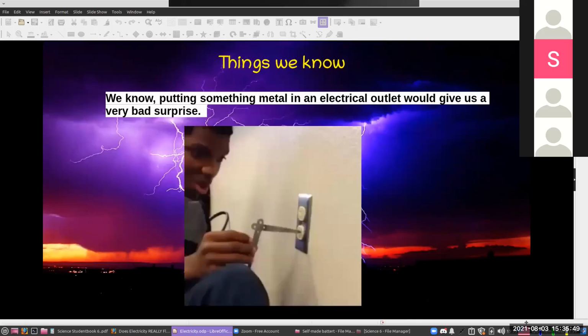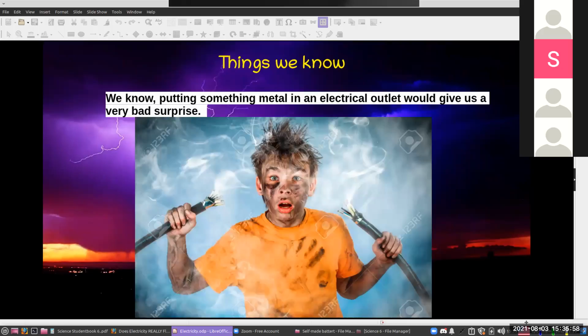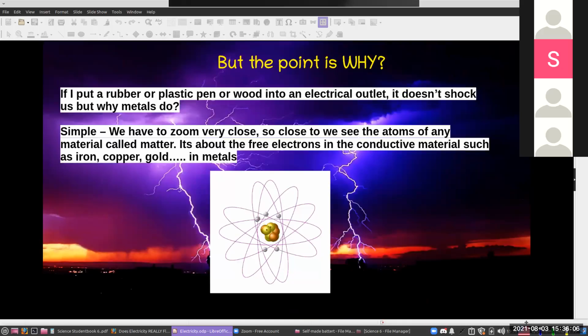Everybody knows this already. If I put something iron into a plug, I will have a bad surprise. Electricity comes out from the plug and it's very dangerous. But what is it? If I put a rubber or a plastic pen or wood in an electrical outlet, it does not shock because we have an insulator.